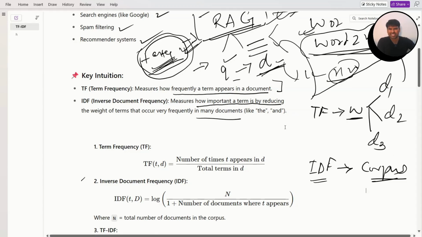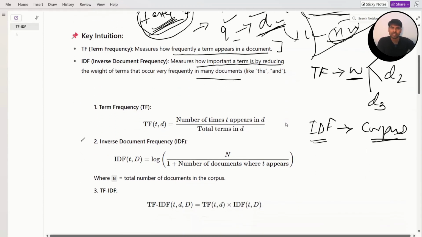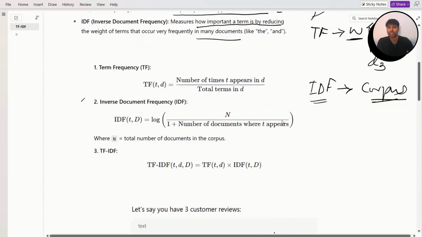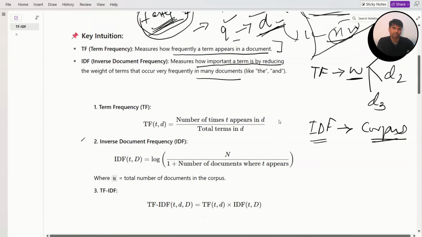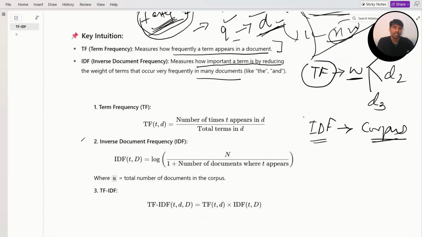Okay, so let us understand the maths behind it, and I will talk about the importance from the machine learning perspective. But this is the basic definition. First of all, let us learn how to calculate TF, I mean how to find the frequency, and how to find the IDF.